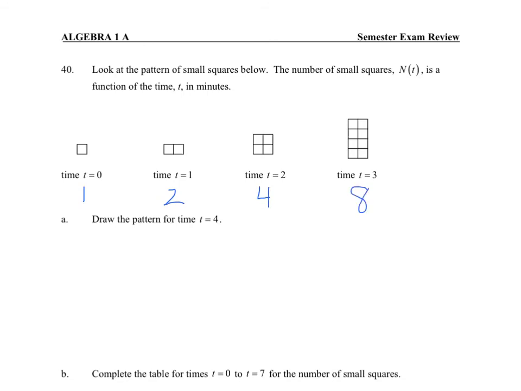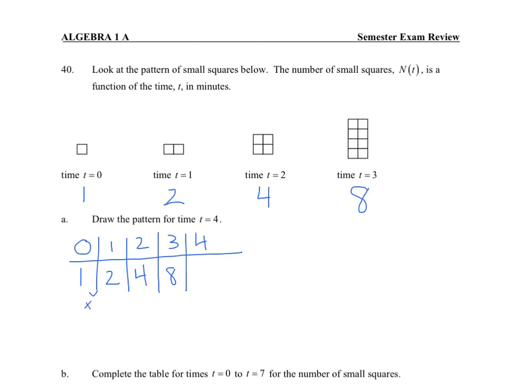Draw the pattern for time t equals 4. So what I'm going to do is I'm going to make a table. That's how I like to figure it out. At time 0, I have 1. At time 1, I have 2. At time 2, I have 4. At time 3, I have 8. And at time 4, I have unknown. So what I can see is that I'm multiplying by 2 every time, and therefore 8 times 2 is 16.